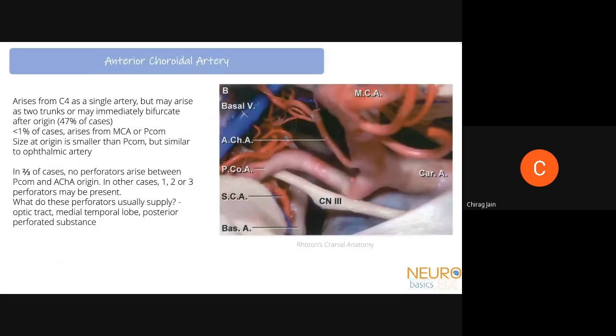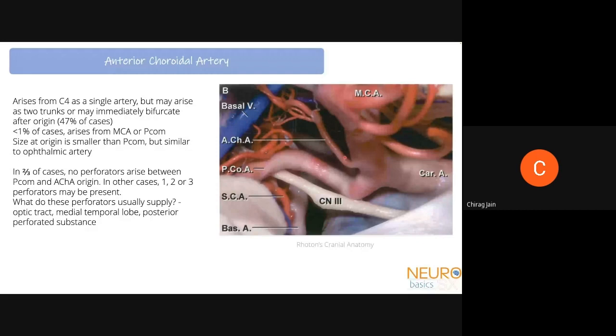The third important branch of the supraclinoid ICA is known as the anterior choroidal artery. The anterior choroidal artery, as we know, arises distal to the origin of the ophthalmic artery and more laterally on the carotid wall than the ophthalmic artery. It usually arises as a single artery, but can arise as two trunks or immediately bifurcate after its origin. In very rare cases, it can arise even from the MCA or the PCOM. At its origin, its size is smaller than that of the PCOM, but it looks similar to the ophthalmic artery in size.